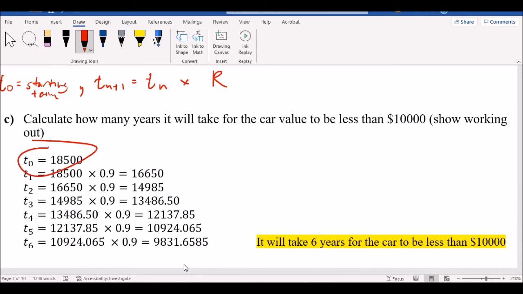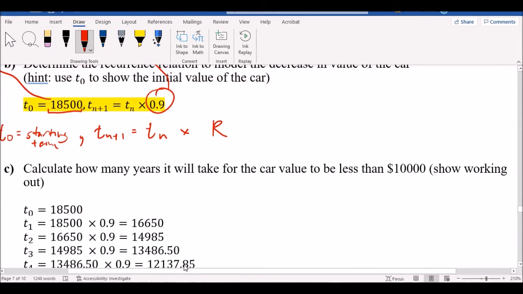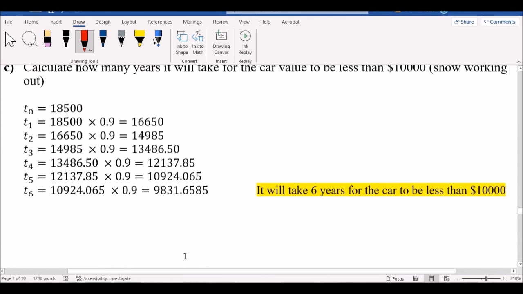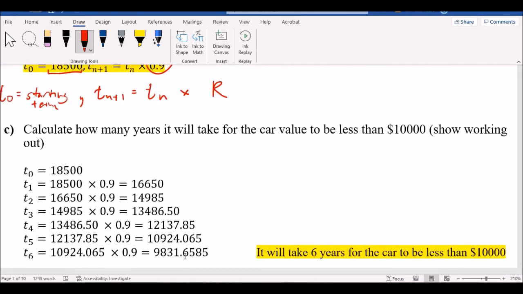So T0, start with that, 18,500. And remember, the recurrence relation tells you to get the next number, you're multiplying by 0.9. So that means to get the next number, T1, it's going to be 18,500 times 0.9, which equals that amount. And then you repeat the process. So this is now T2 multiplied by 0.9, and there's the amount. Repeat the process again, until you get to less than 10 grand. So we figured out that the answer was T6.